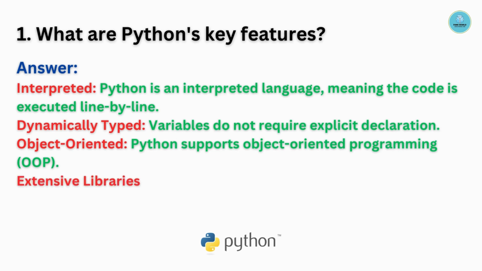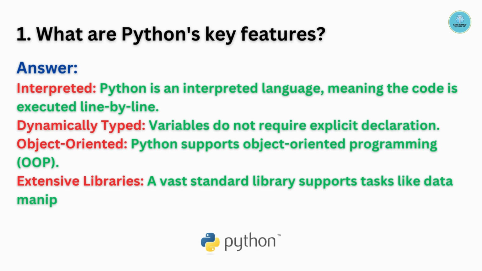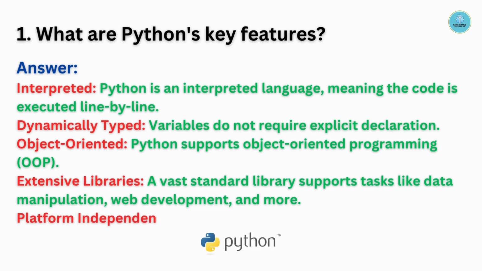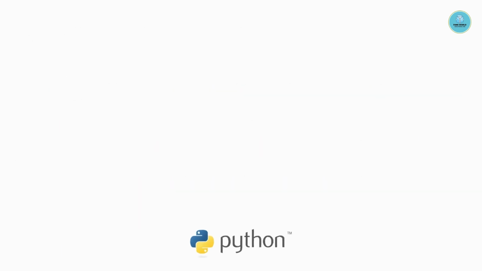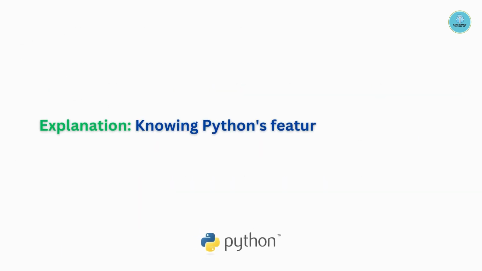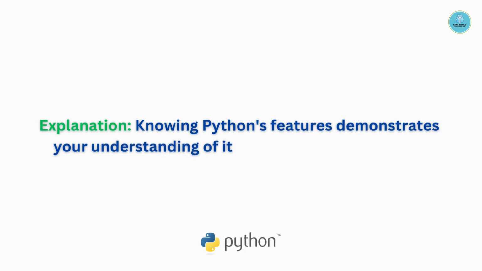It is object-oriented, that is, Python supports object-oriented programming, the OOPS concept. Extensive libraries. A vast standard library supports tasks like data manipulation, web development, and many more. It is platform independent. That means code can run on any platform with a Python interpreter. Knowing Python's features demonstrates your understanding of its strength and versatility.